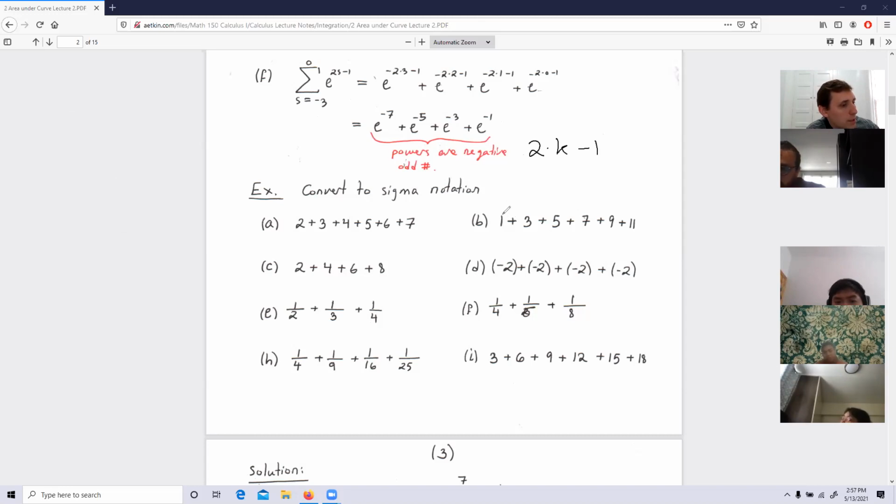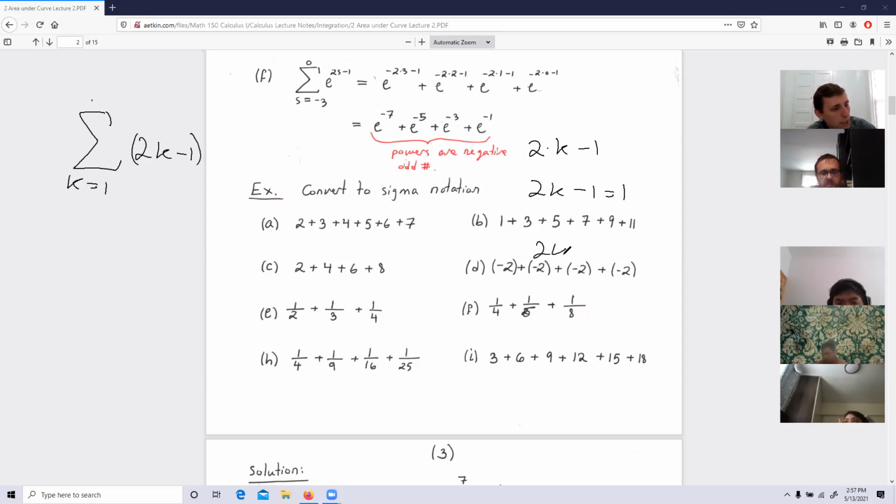What should k be when it's 1? k should be equal to 1, right? So I have the summation of 2k minus 1, and here I have k equal to 1. What should be the last number here? Very simply solved, because 2k minus 1 equals 11, which means 2k equals 12, which means k is equal to 6 for the last number. So k should be 6.